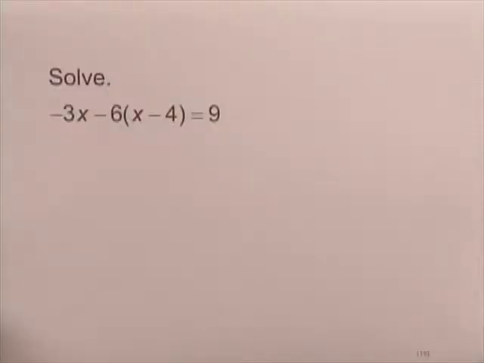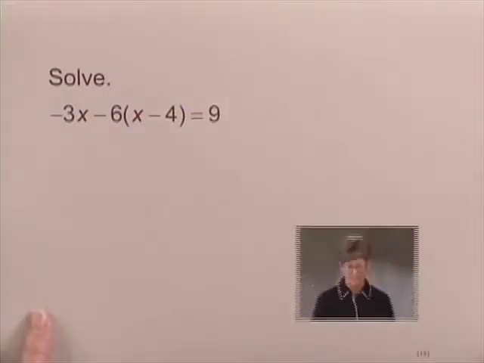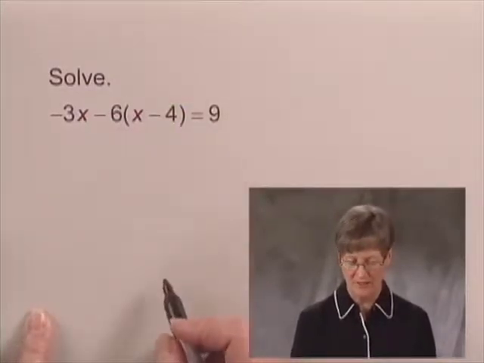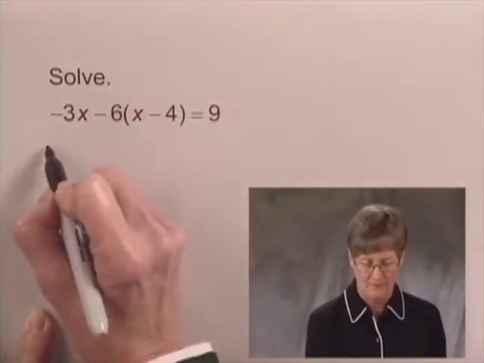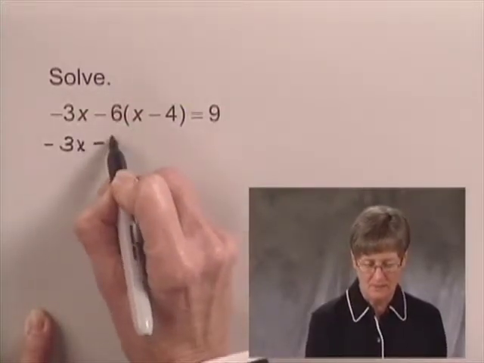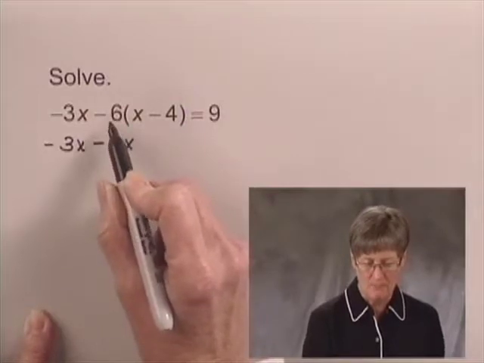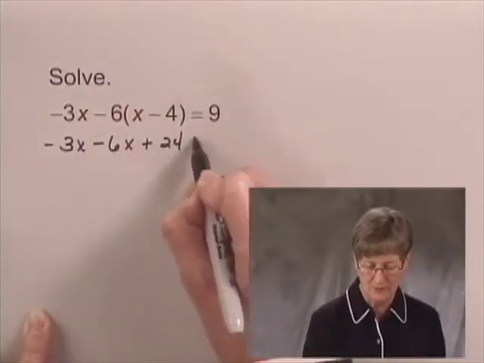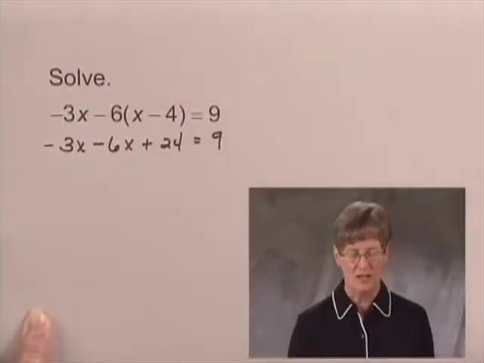We'll solve the equation negative 3 times x minus 6 times the quantity x minus 4 equals 9. Let's begin by doing the multiplication that appears on the left-hand side of the equation. We'll have negative 3x minus 6 times x, which is minus 6x, minus 6 times negative 4, which gives us plus 24, and that's equal to 9.